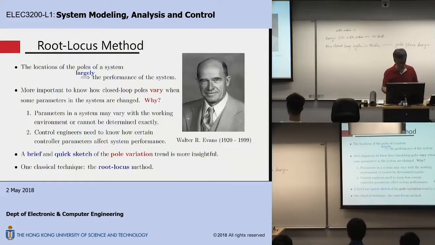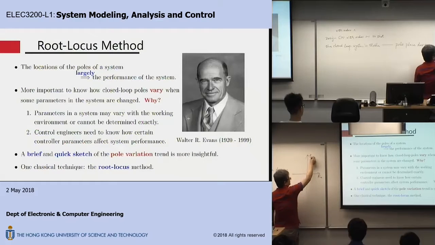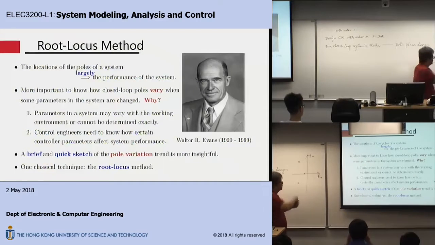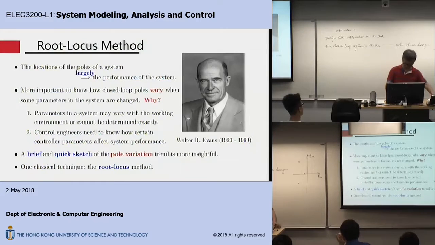So the closed loop poles are like a point in the complex plane. If you change the parameter, the poles are going to vary. And the poles will become a kind of curve in the complex plane. So this curve is called the root locus.